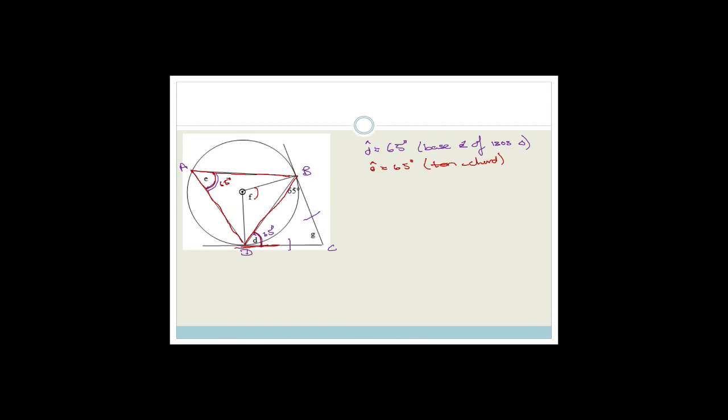Then they want angle F, but angle F is at the center of the circle and angle E is at the circumference. So angle F is going to be 2 times 65 degrees. Why? Because this is angle at center equals 2 times the angle at the circumference. Remember that theorem ages ago. So this here is 130 degrees. And finally, we need to work out G.